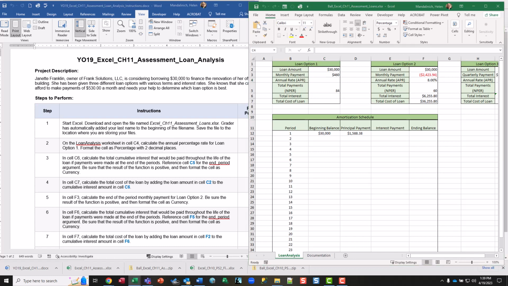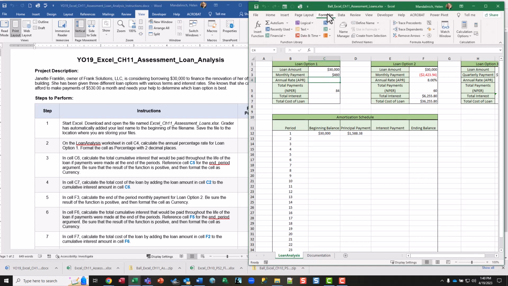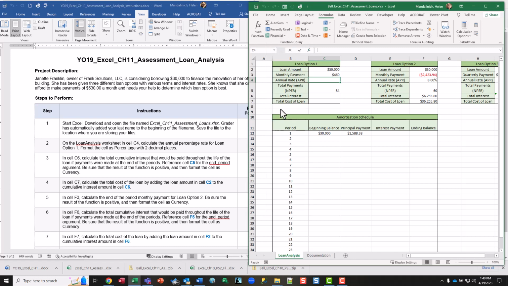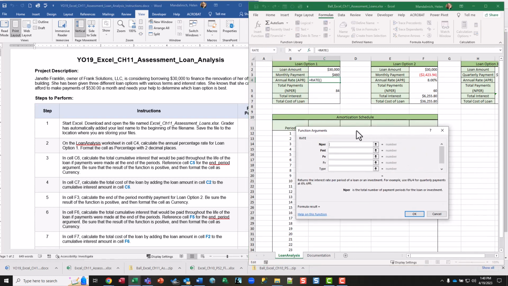So in here you need to do the rate function. So formulas, financial, and then rate. We need to analyze this a little bit. We're doing monthly payments. The interest rate is an annualized rate. So we know we have to multiply it by how many times we pay in a year after we do this, because this function returns the periodic interest rate, and we want it to be the annual.